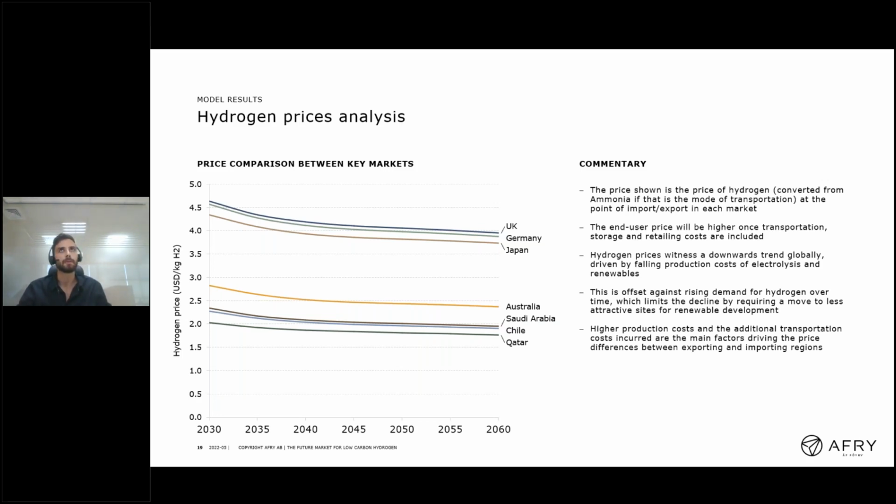This is mainly due to the fact that demand is increasing, and building new hydrogen production plants has to be moved to less favorable sites. So when we're talking about green hydrogen, the associated solar PV or onshore wind plants have to have lower capacity factors.